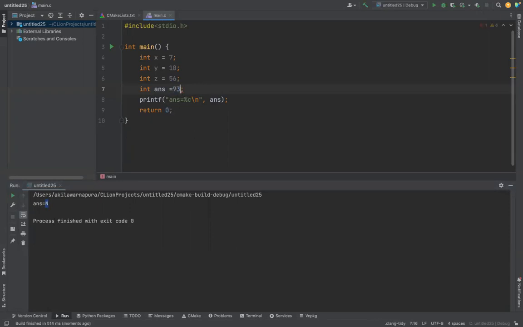Okay. So according to the expression you provided here, the answer is 1. If the answer is 1 and you use percentage C, the relevant character is going to print. That is meaningless. So if you want to get the true or false, you have to make it a percentage D.